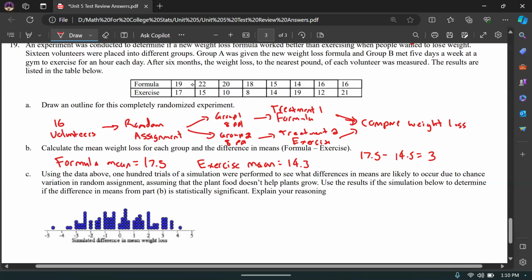Using the data above, 100 trials of a simulation were performed to see what differences in means are likely to occur due to chance variation and random assignment. Assuming that the plant food doesn't help plants grow. Wait, did I copy the right question here? I don't think I copied the right question. This should be about the weight loss. I don't know if that's a typo. Hold on, let me check one second.